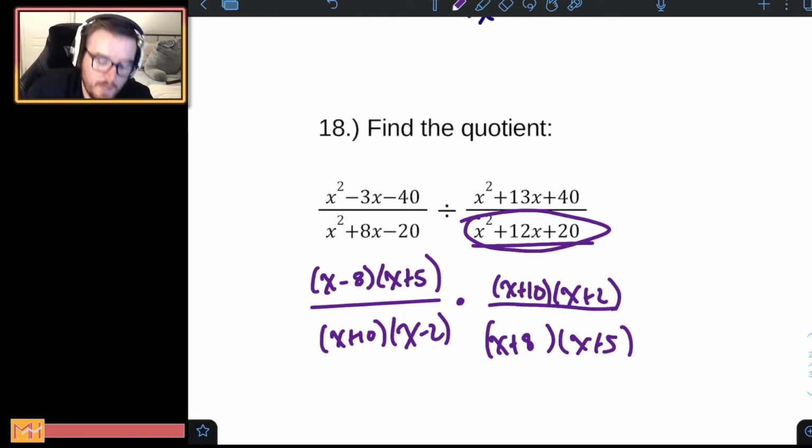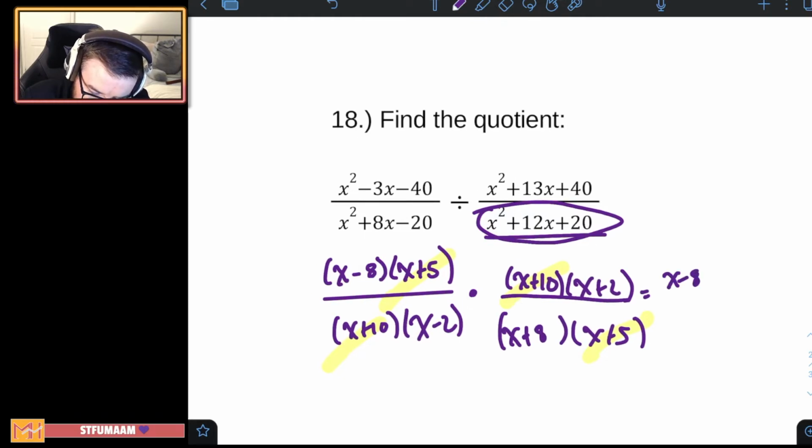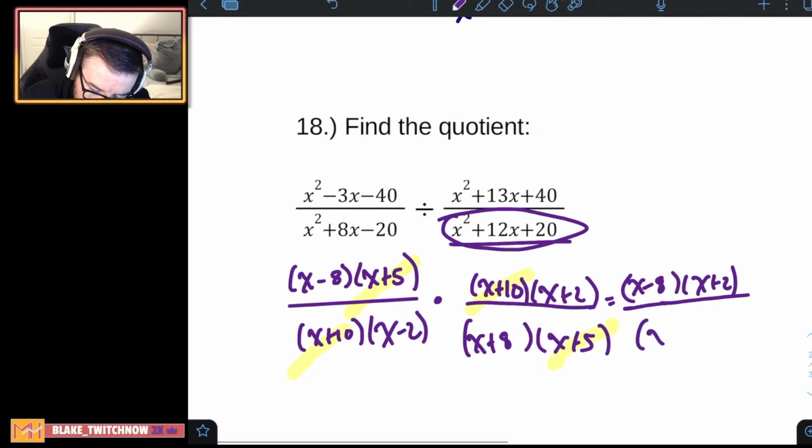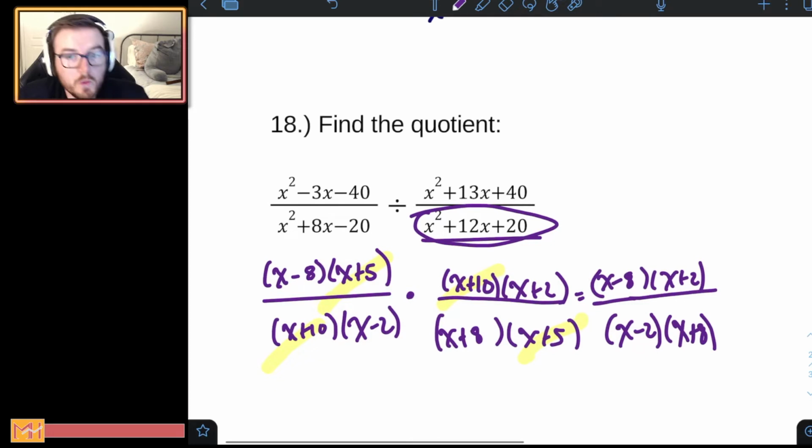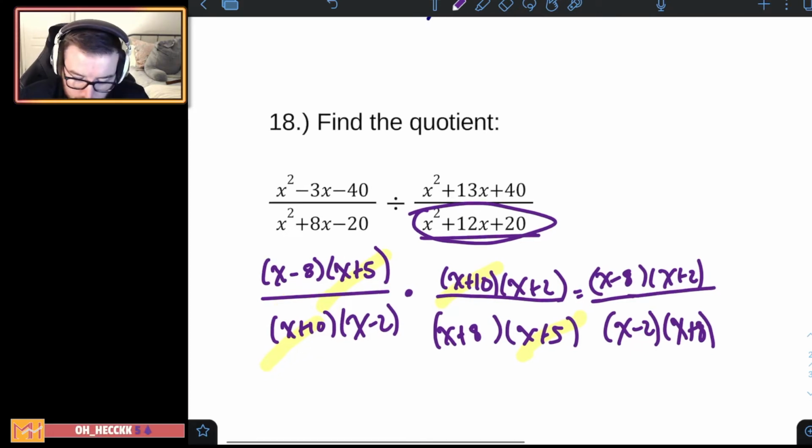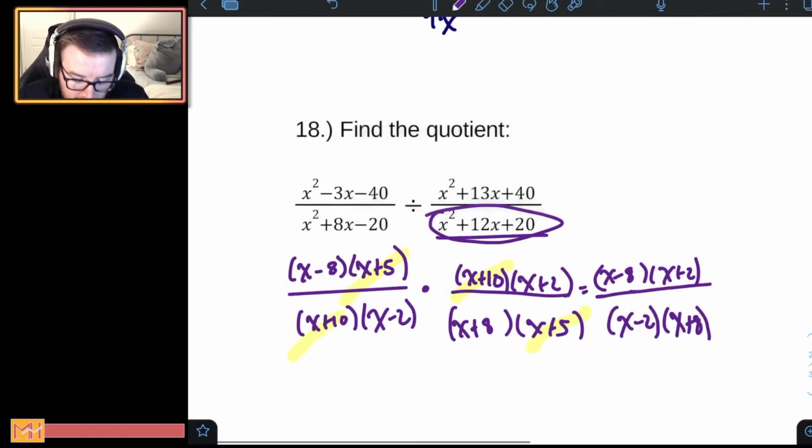So we're multiplying by the reciprocal, and we can cancel out some things. This with this, and this with this. And in the end, we're left with x minus 8 times x plus 2 all over x minus 2 times x plus 8. You might be tempted to want to cancel those things out, but the factors need to be identical. So, not happening. That's the end.